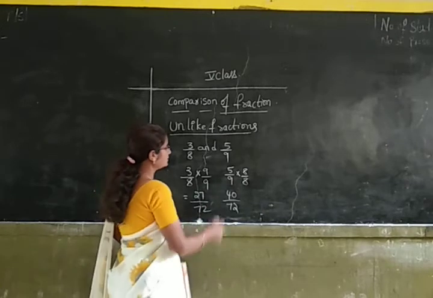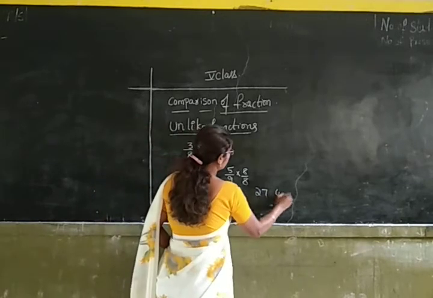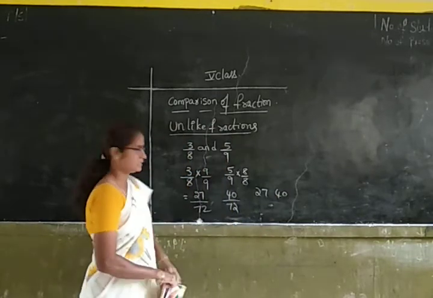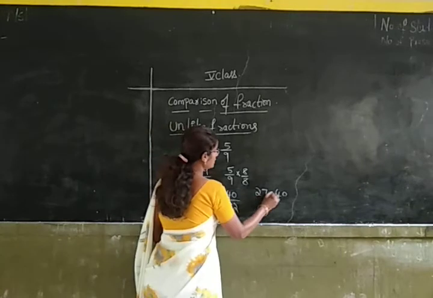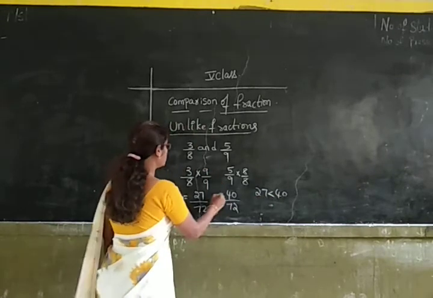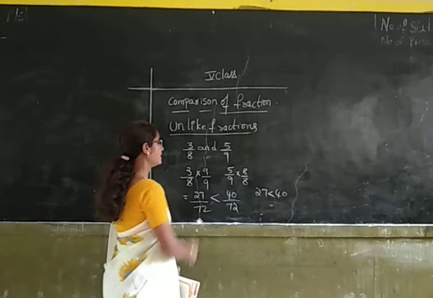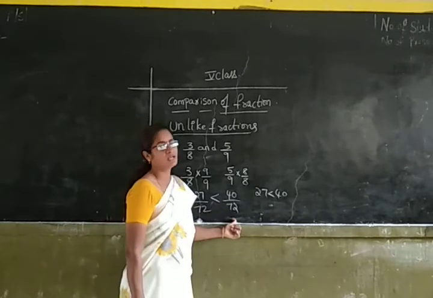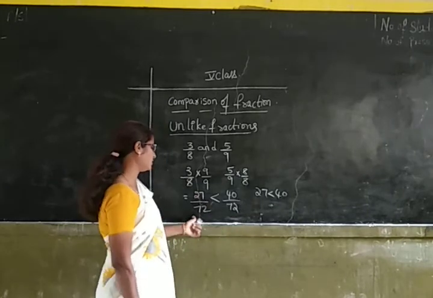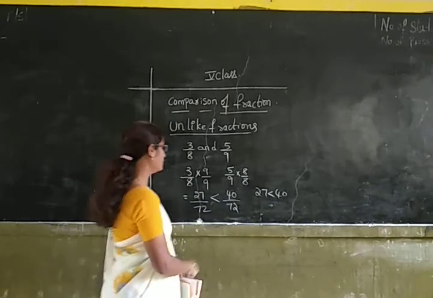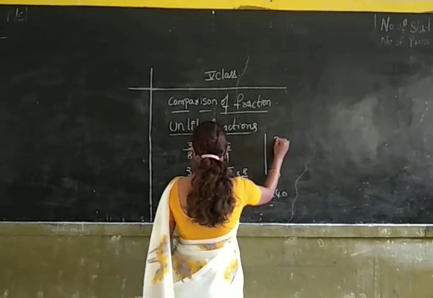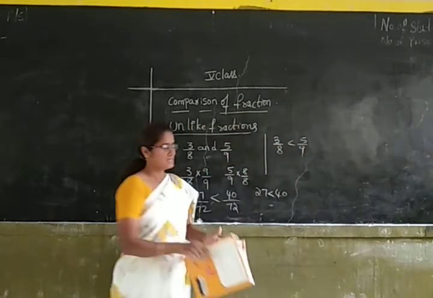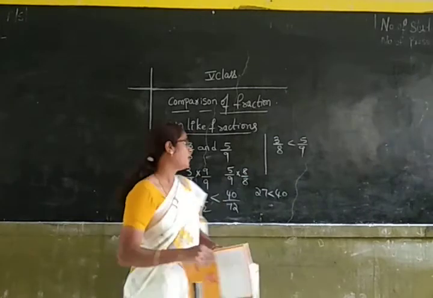Now let us compare these two fractions. You all know that when the denominators are same, you have to compare the numerators. So here 40 is greater than 27. So you have to place the symbol less than here. So 27 by 72 is less than 40 by 72, which means 3 by 8 is less than 5 by 9.